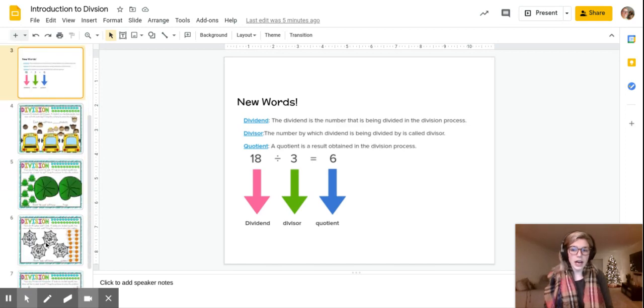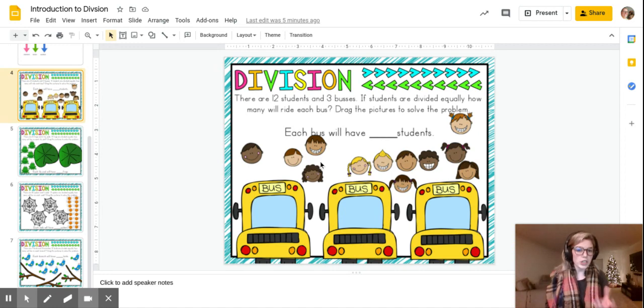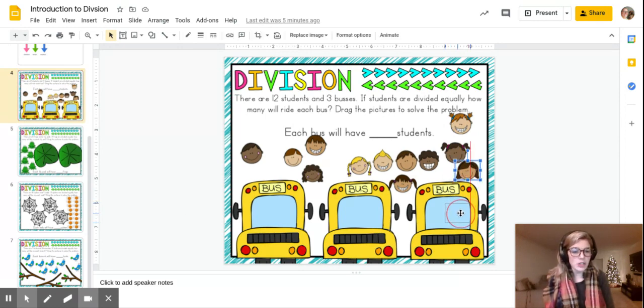Now you're going to have a chance to try with 4 different examples. So what you're going to do is you're going to actually drag the little pieces into groups. So for this example here, it says there are 12 students and 3 buses. If students are divided equally, how many will ride each bus? Drag the pictures to solve the problem. So what you're going to do is grab each of these little kiddos and you're going to put them on the bus. And make sure you're paying attention to what you're doing so you're doing it equally.